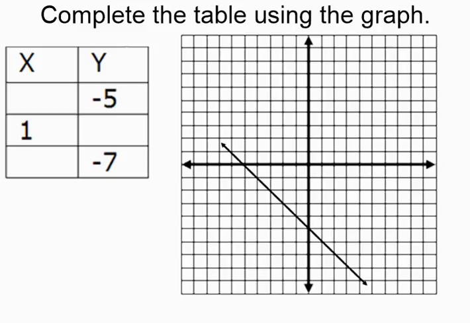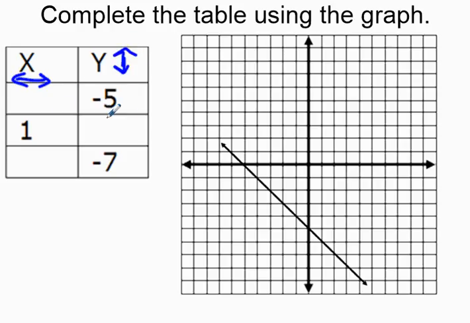In this example, we are asked to complete the table using the graph. So we have this graph with a function on it. And because it's a function, we know that the x-coordinates are telling us the horizontal movement and the y-coordinate is giving us the vertical movement.